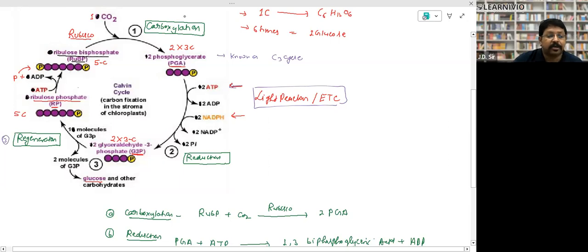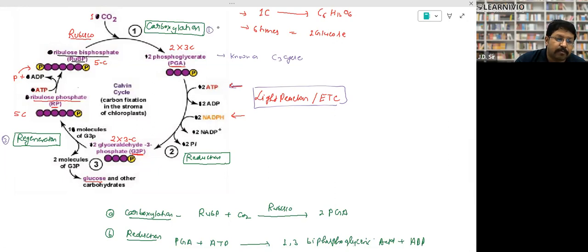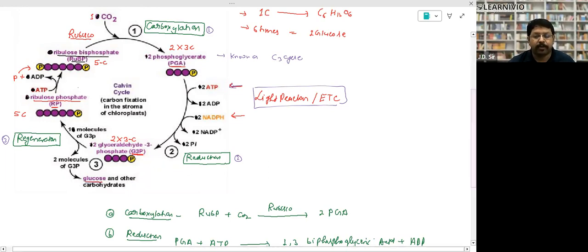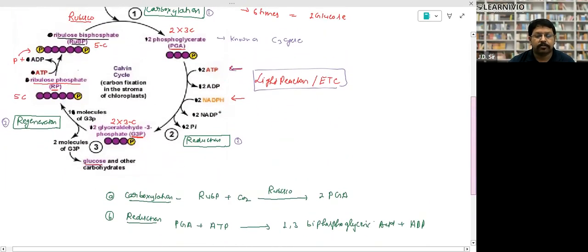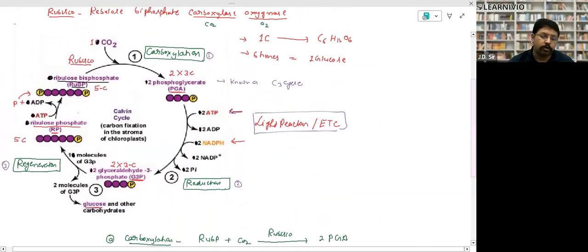Third one, regeneration, right? So this dark reaction can be studied under the headings: carboxylation, addition of carbon dioxide; reduction, addition of hydrogen and production of energy; then regeneration. And every time this cycle goes on, 1 carbon will be added to the glucose. Means to fix 1 carbon, to make 1 glucose, sorry, the cycle will go on 6 times.